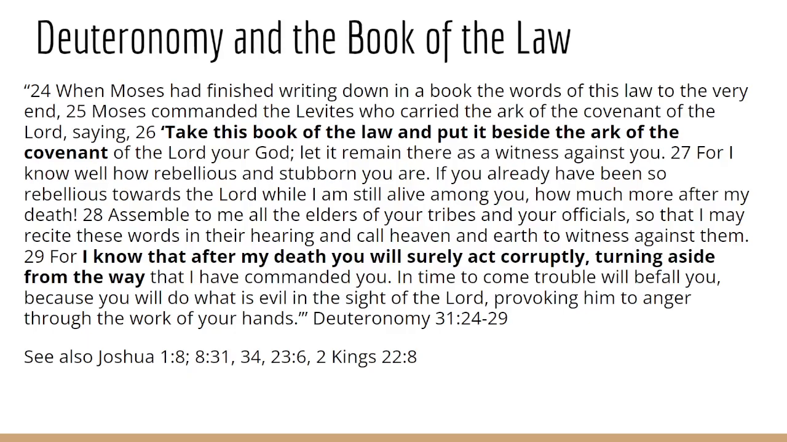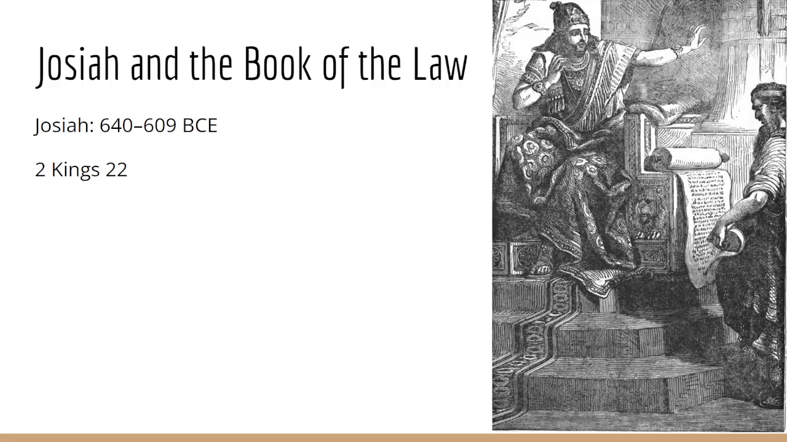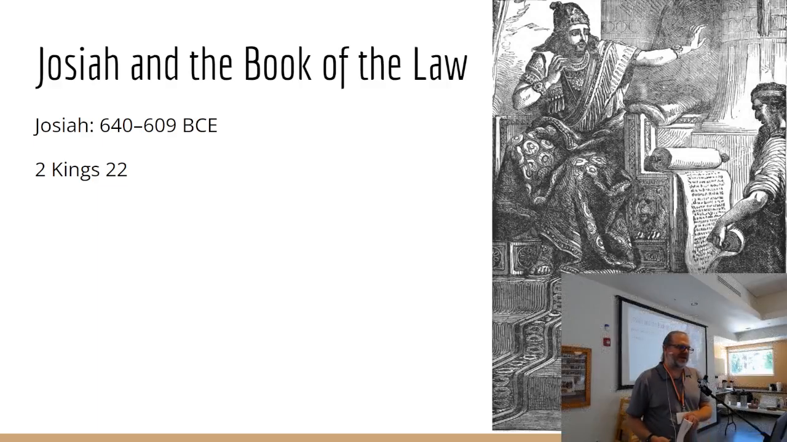And then it says, "For I know that after my death you will surely act corruptly, turning aside from the way that I have commanded you. In time to come, trouble will befall you, because you will do what is evil in the sight of the Lord, provoking him to anger through the work of your hands." Again, when was this written? Probably someone's trying to explain why the exile happened. It says, "I know that in the future you will act corruptly." So let's tell the story of the future when they act corruptly.